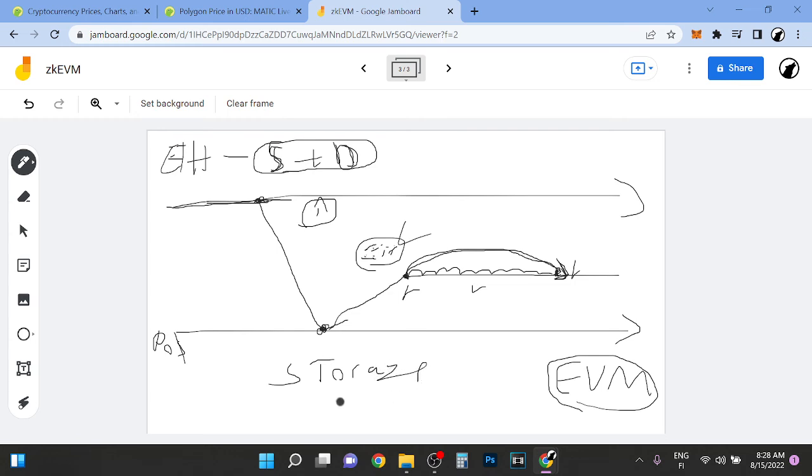So storage and computation is going to be handled here on layer 2, and then it's going to be batched up with zero knowledge proofs, but ultimately this transaction is going to settle on the Ethereum main chain, so it's going to be secure and decentralized. Okay, so S stands for secure and D stands for decentralized.